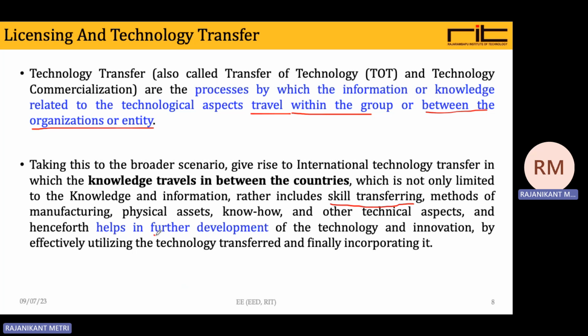And henceforth, it helps in the further development of the technology and innovation of that particular nation or nations by effectively utilizing the technology transferred and finally incorporating it. So it benefits the transferee who employs that technology. So at both ends, it is beneficial for further development in technology and innovation. In short, it is the process by which information or knowledge related to technology aspects is transferred.